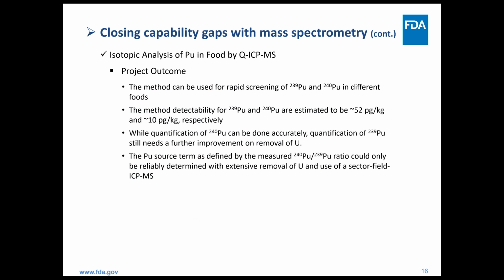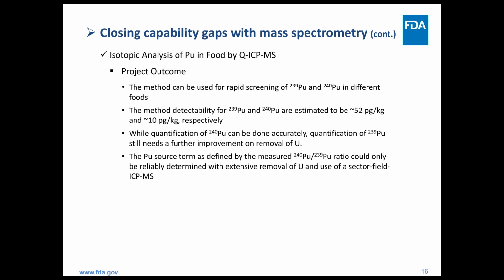Let's say in summary, the method can be used for rapid screening of plutonium-239 and 240 in different foods. And that's important because we want one method that fits as many types of samples as possible. The detectability is somewhere around 52 picograms and 10 picograms per kilo, respectively, for the two different isotopes. The quantification for 240 can be done accurately. It's still a problem for plutonium-239.